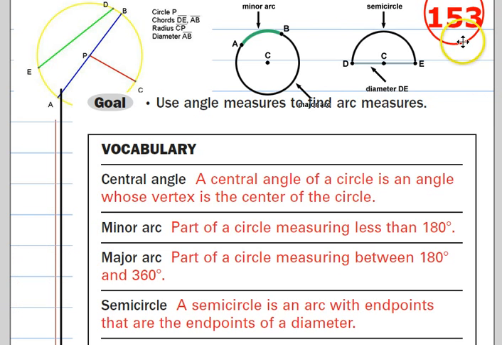And so with the definitions, it is very important that you print out the notes on page 153 because this vocabulary is new, so you need to know what these mean. And I've added drawings to add to your understanding of the concept.